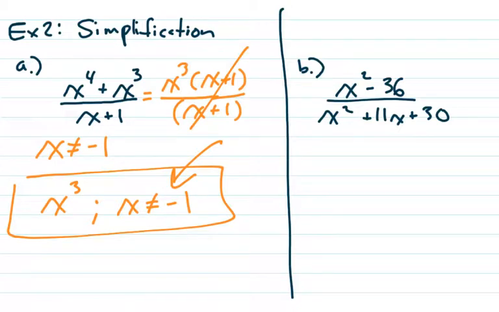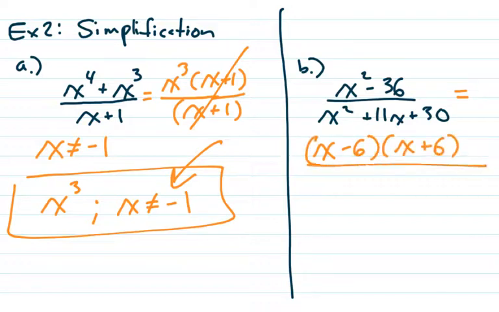Okay? Let's do example number 2, or B. Factor the top, factor the bottom. The top is a difference of two squares, so that's going to be x minus 6 times x plus 6. And the bottom, I have a 30, both positives, so that's going to be a 6 and a 5. That adds up to 11.